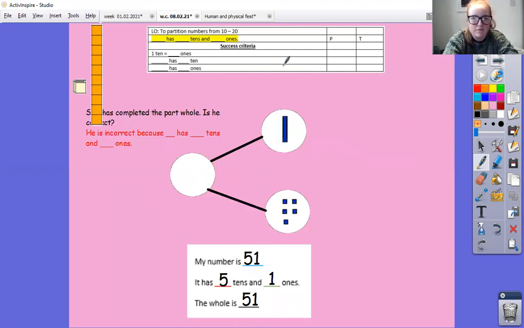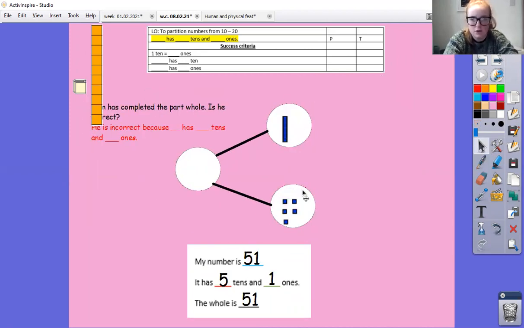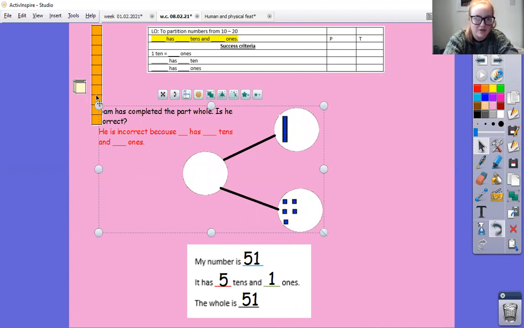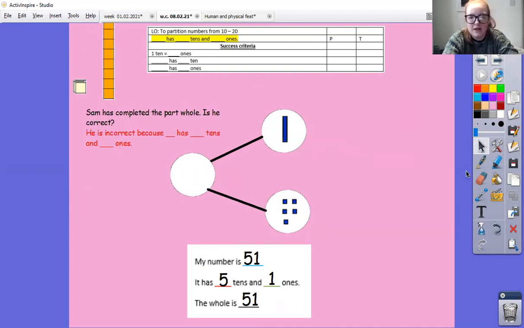Okay. So let's see what's going on here. Oh dear. Let's move that out of the way. Sam has completed the part whole. Is he correct? Let's have a look. He thinks that this number is 51 because it has 5 tens and 1 one. The whole is 51. Let's have a look at that.